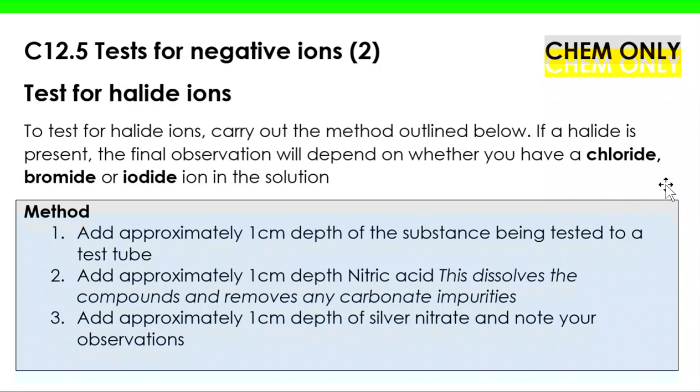But just to clarify, you need to be able to test for chloride, bromide and iodide ions. We do the same test, but they all have different observations. We add a centimetre depth of nitric acid. That removes any carbonate impurities, and then we add silver nitrate. You need to learn that method.